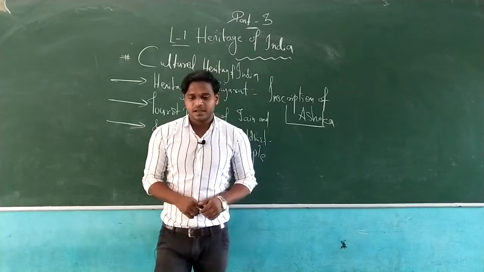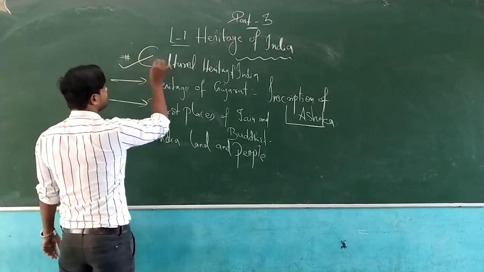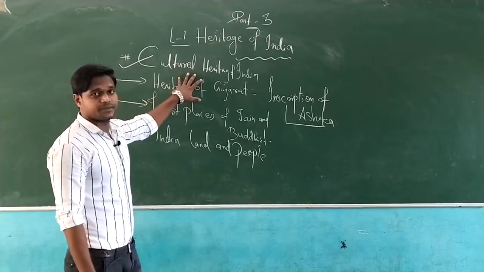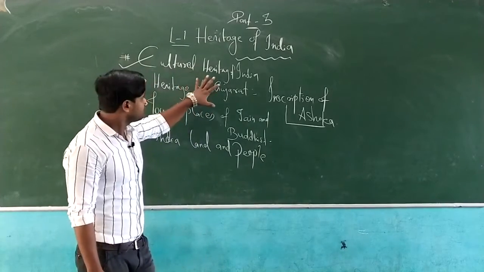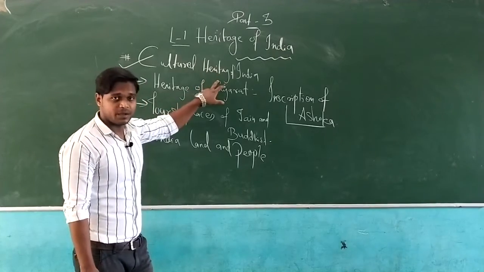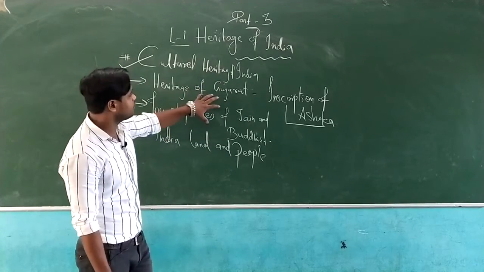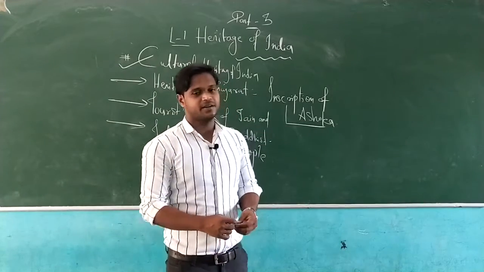So dear students, today's topic, which I'm going to clarify, is the cultural heritage of India. We read this topic yesterday in the previous lecture, part 2, but this is part 3. I'll recap this lecture on the topic and then move to today's topic: the heritage of Gujarat and the inscriptions of Ashoka. Let's carry on further.